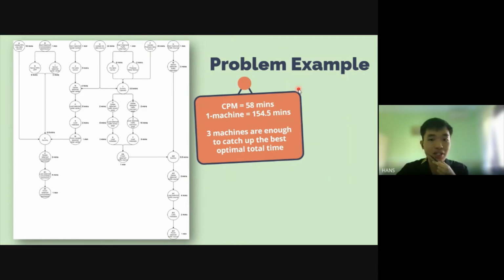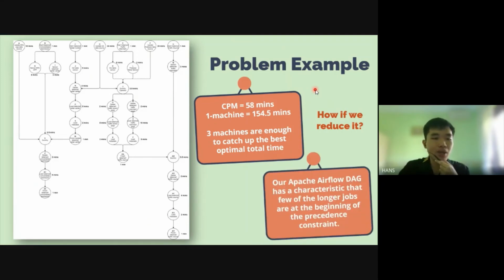But as I have mentioned earlier, in this paper we try to formulate another heuristic for the problem if we reduce the number of machines into less resources, which in this case is using only 2 machines to solve the scheduling problem of that task. And please also take note that in our problem example, few of the longer jobs, let's select job A, job D, and job F, are actually at the beginning of the precedent constraint. And this uniqueness will be very important for our heuristic formulation.